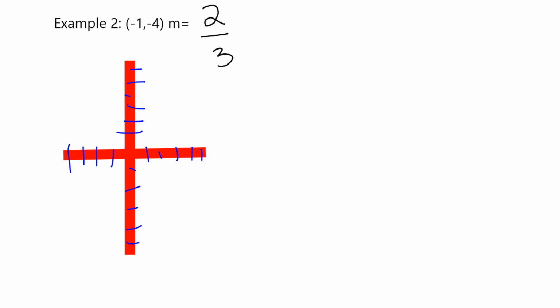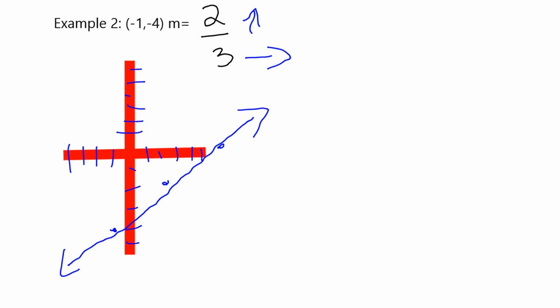Example number 2 is negative 1, negative 4 for your point, and 2/3 for your slope. So the first thing is you're going to go to the left 1 and down 4 and put a point. From there, you're going to use your slope. You're rising 2 and running 3. So up 2 over 3 and put your point. Up 2, to the right 3, and put another point, and then draw your line.